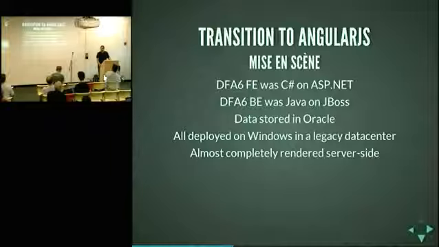All right, so the first thing you have to understand about where we came from in order to understand where we ended up. DFA 6, which is the major version that's currently out for most customers, is the legacy version as we call it. It was built on C#, ASP.NET. Its backend was written in Java on JBoss. It was deployed on Windows in a legacy data center that's not at all like our Google data centers. The data was stored in Oracle, and it's almost completely rendered server side. So this is very foreign to Google, and it's also very different from where we ended up.